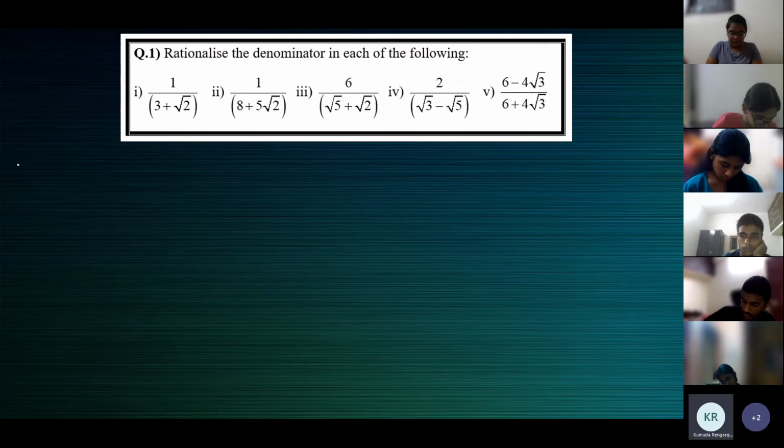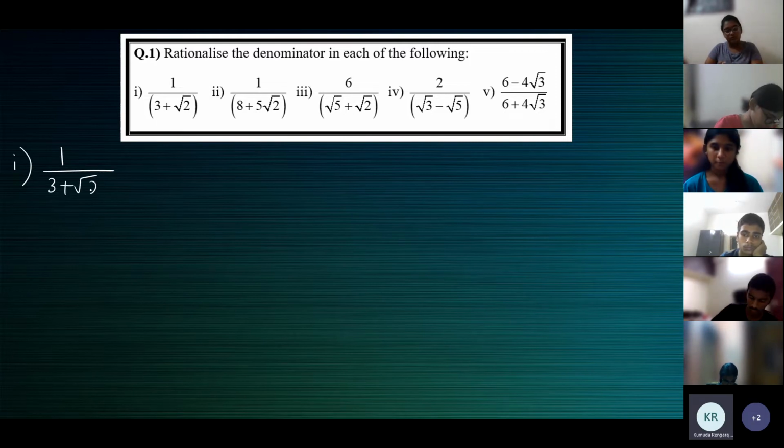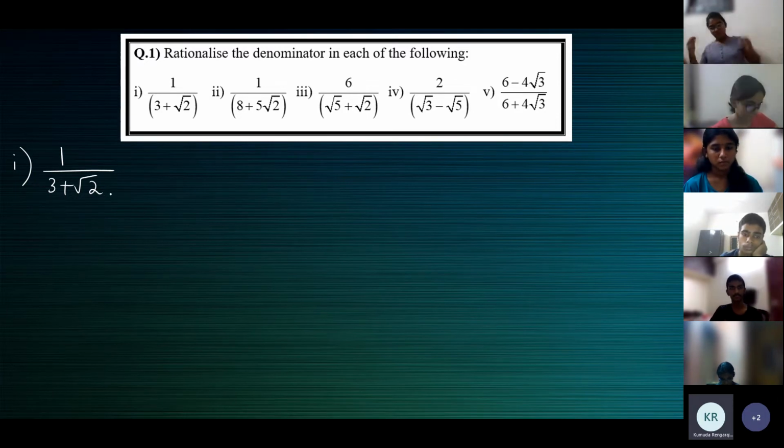See how we do the first one. Please watch. 1 by 3 plus root 2. This is the given expression. Clearly, the denominator is irrational, and the heading is to rationalize the denominator. That is, make the denominator rational.